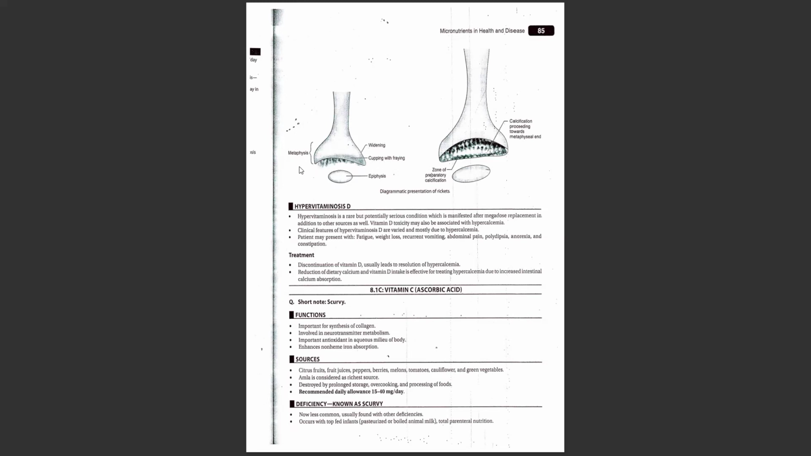There will be hypertrophy of the chondrocytes in the growth plate that causes widening of the growth plate, and also there will be cupping with fraying. That is, the irregular metaphyseal margin is called cupping with fraying, and also there will be a zone of preparatory calcification. So these are all about the vitamin D deficiency disorders.